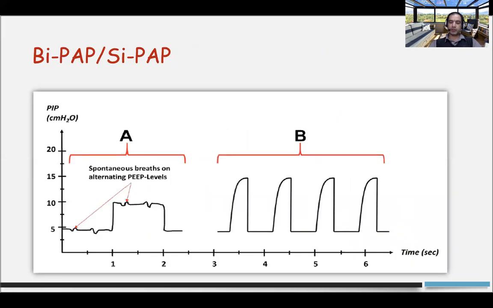A word about BiPAP, which is sometimes also considered a part of NIPPV. In BiPAP, there are two different levels of CPAP pressure, that is, a difference of 3 to 4 between the high and the low pressures, and the patient can breathe during high pressure as well as low pressure, as is shown in the diagram on the left. The pressures are usually lower as compared to NIPPV, and the TI is usually longer than 0.5, whereas NIPPV mimics invasive ventilation. It gives PIP and PEEP with pre-specified rates and pressures.